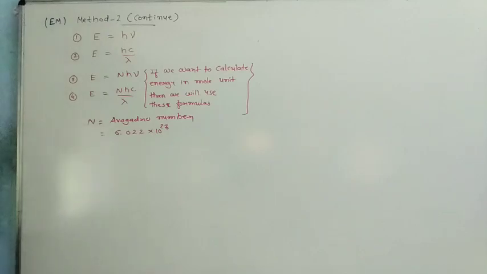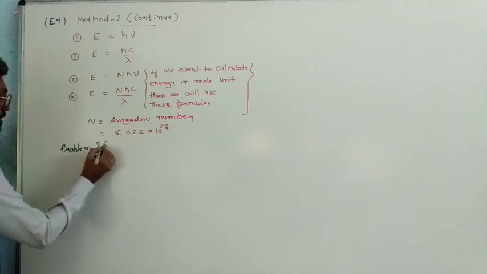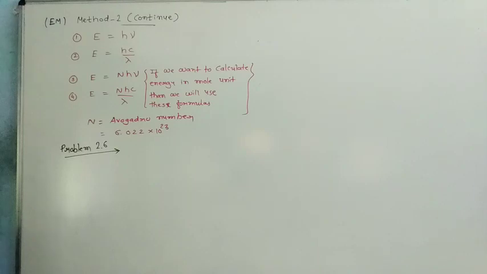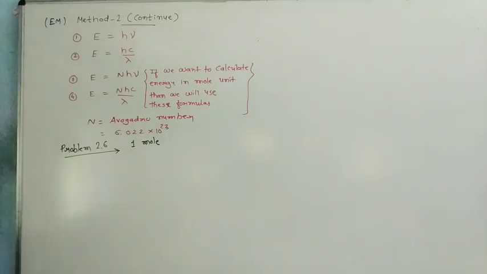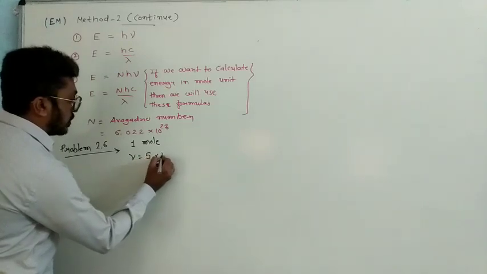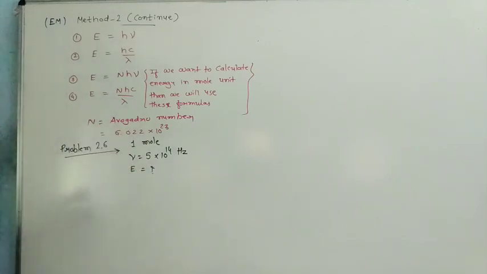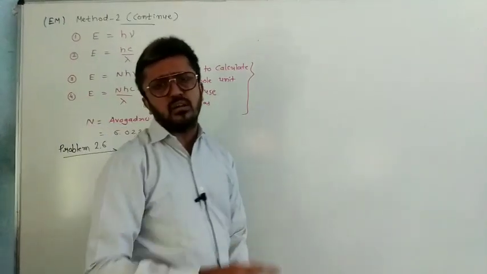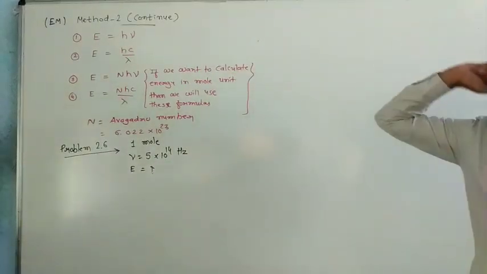Okay. Now we will go to a numerical of the textbook, problem number 2.6. The question is: calculate the energy of 1 mole of photons. Its frequency is given as 5 into 10^14 hertz, and we have to calculate the energy of 1 mole of photons. Just see, the word mole is here, and if we want to calculate energy in mole, we will use formula number 3 or formula number 4.